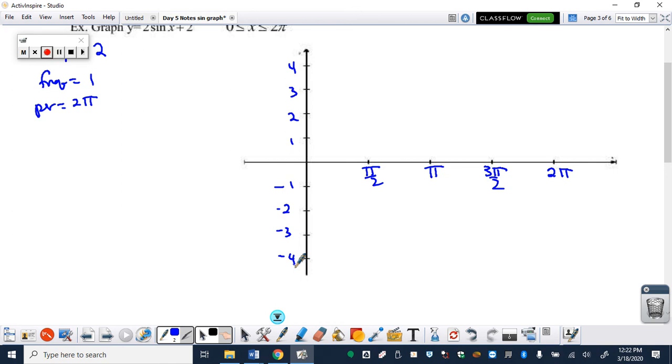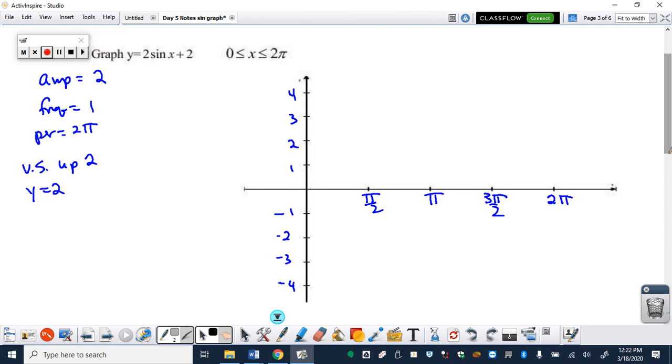And what else do I have? So I have amplitude is 2, period is 2 pi, vertical shift is up 2. That means I have a new midline of y equals 2. So I'm going to go back to my graph and very lightly put in the new midline of y equals 2. I'm also going to write down the range so that I can double check, when I'm done with my graph, that I am within the range I'm supposed to be.